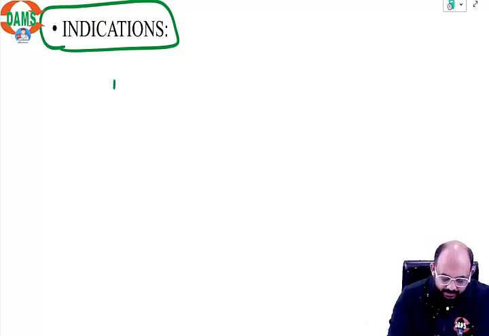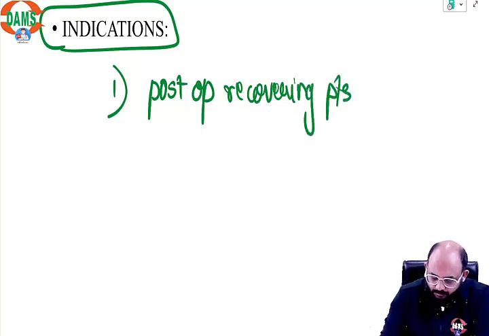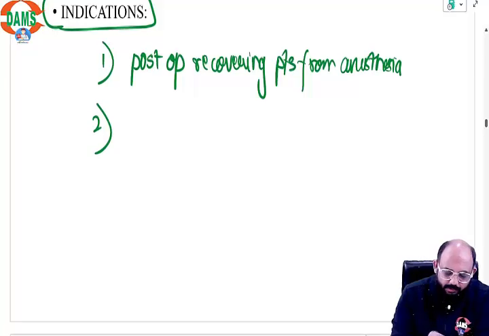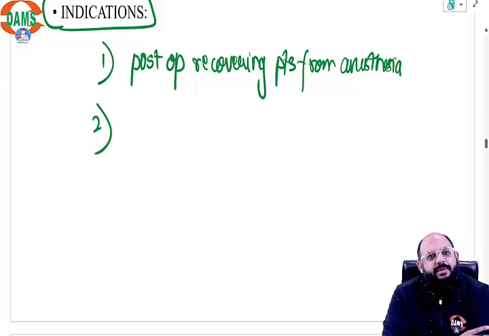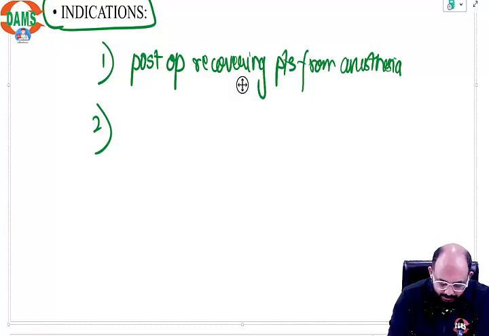So the indications are post-op recovering patients from anesthesia. That is when initially you have low tidal volume as the patient's respiratory tone, muscle contraction keeps on increasing. In pressure support, the tidal volume will keep on increasing. Here the tidal volume is set, so the inspiratory pressure given by the ventilator will keep on decreasing.